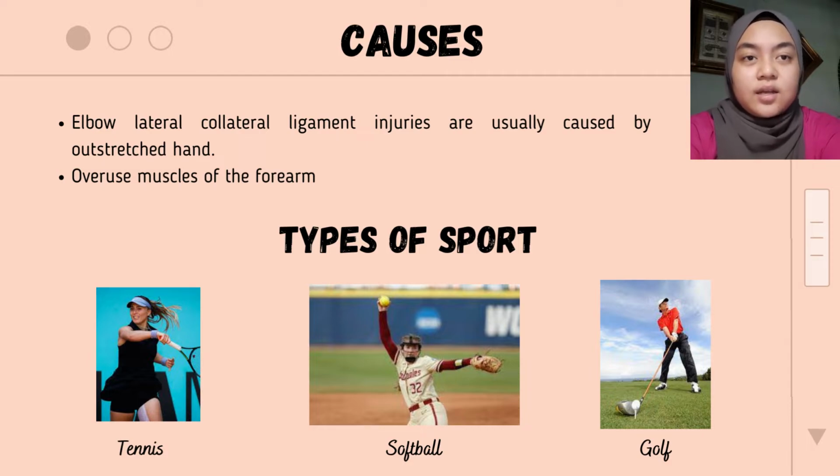Other than that, it can also be caused by overuse of the forearm muscle. In general, LCL elbow injuries occur most commonly in sports such as tennis, softball, and golf.